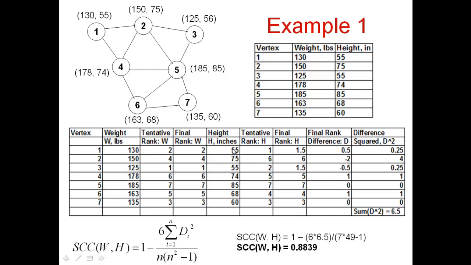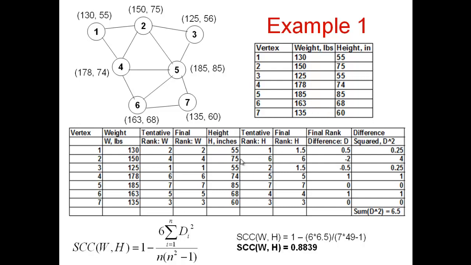So if two or more users have a tie, we break the tie based on the node ID or the vertex ID. So vertex 1 will get the lower rank number and vertex 3 will get the higher rank number. So that is 1 for vertex 1 and 2 for vertex 3. So we want unique tentative rank values.